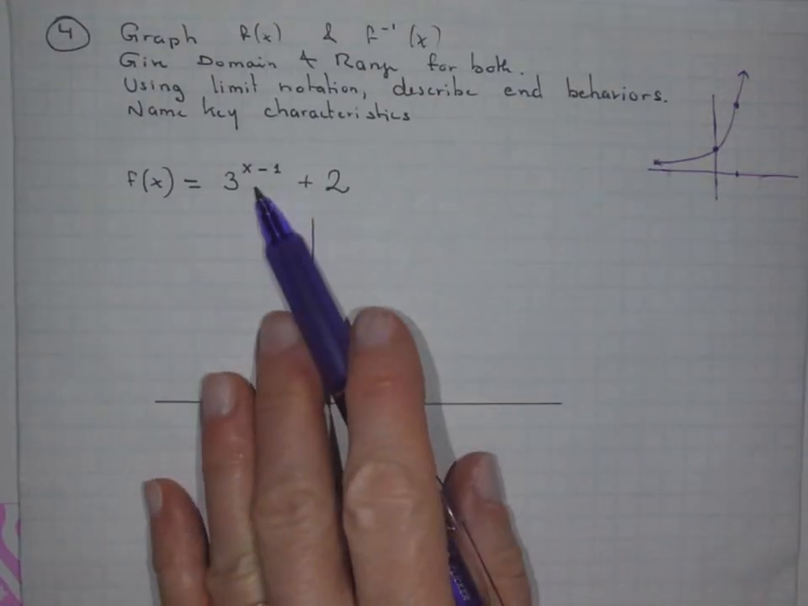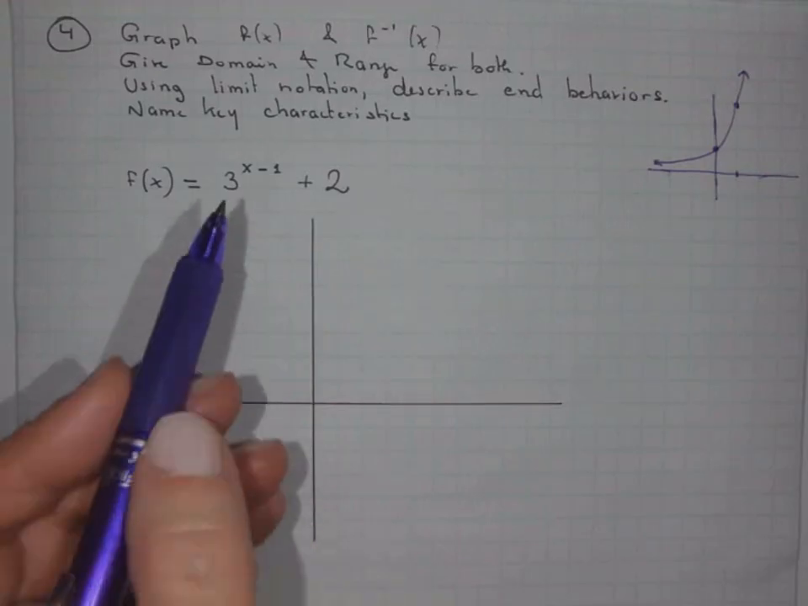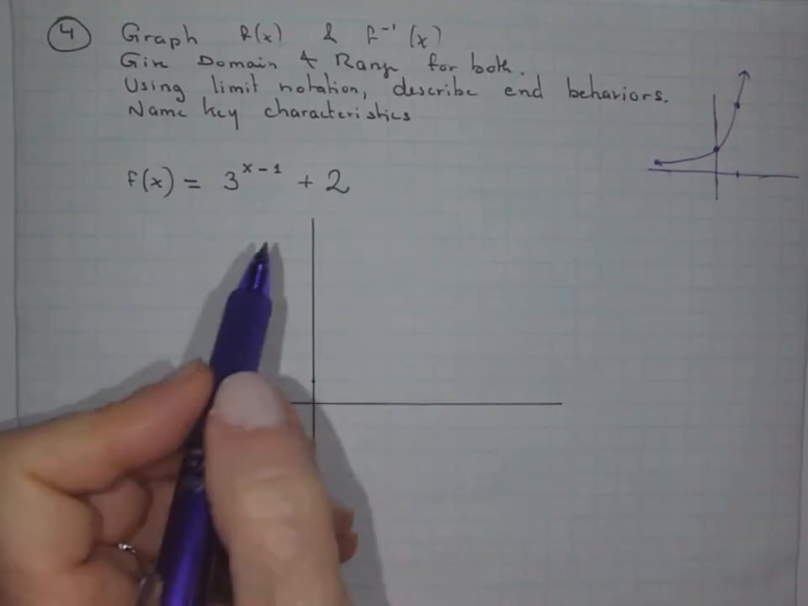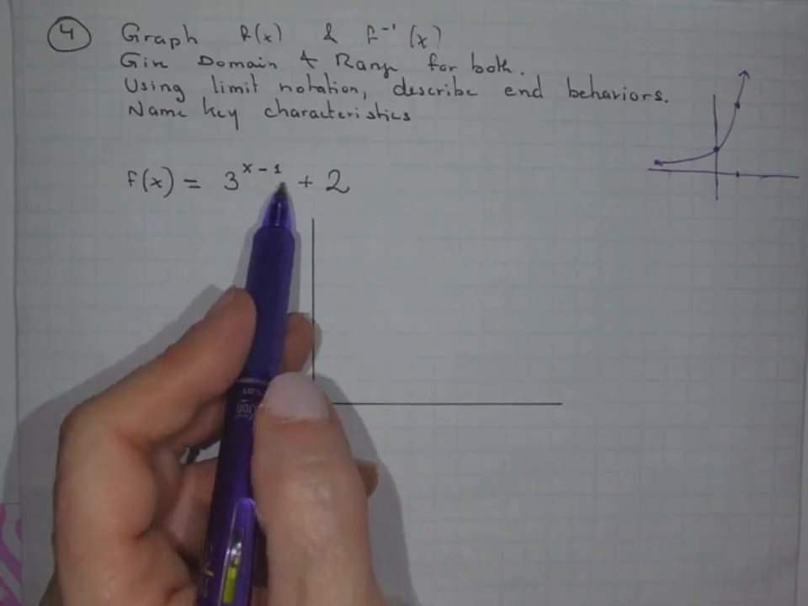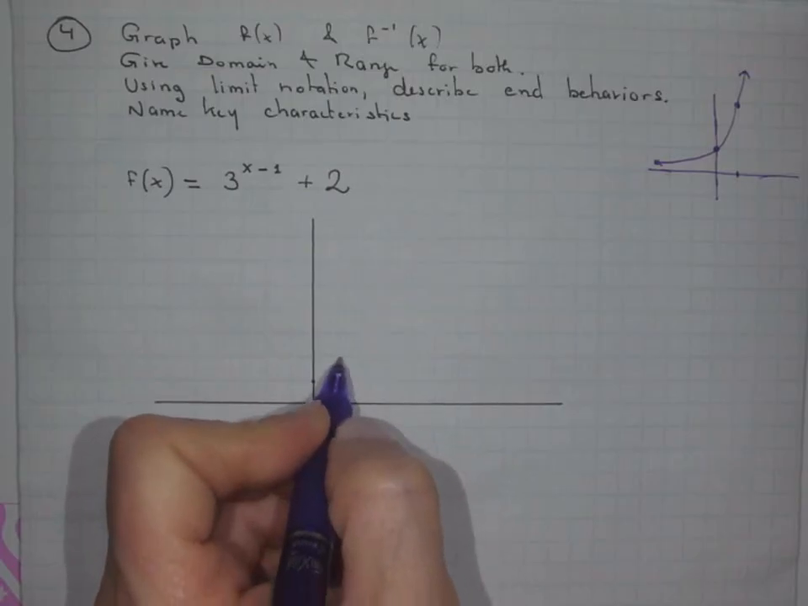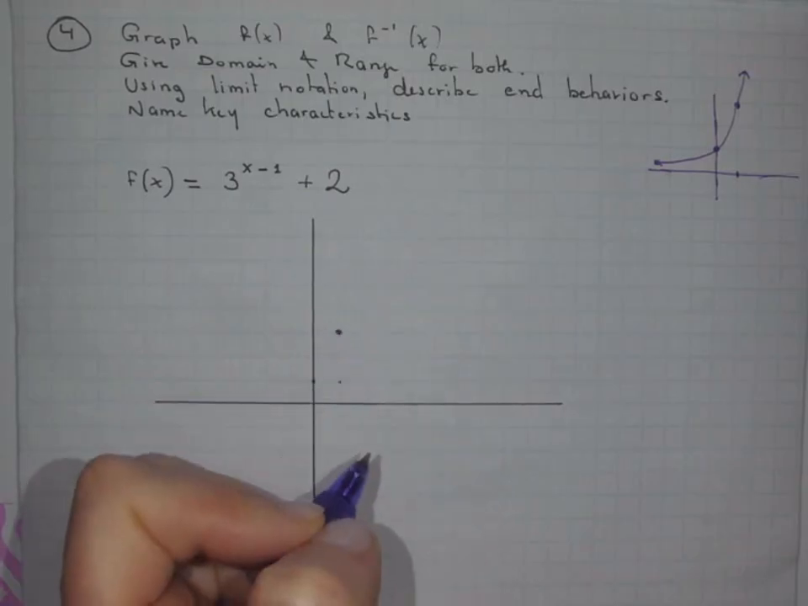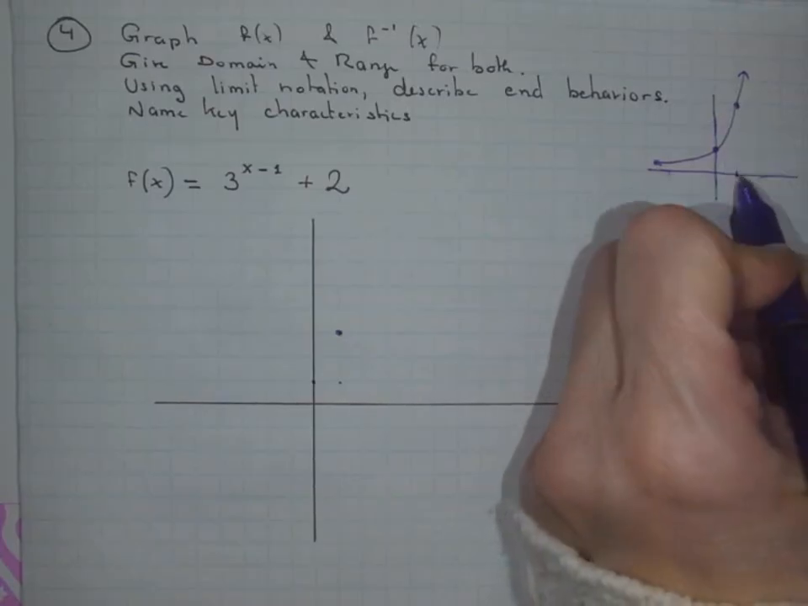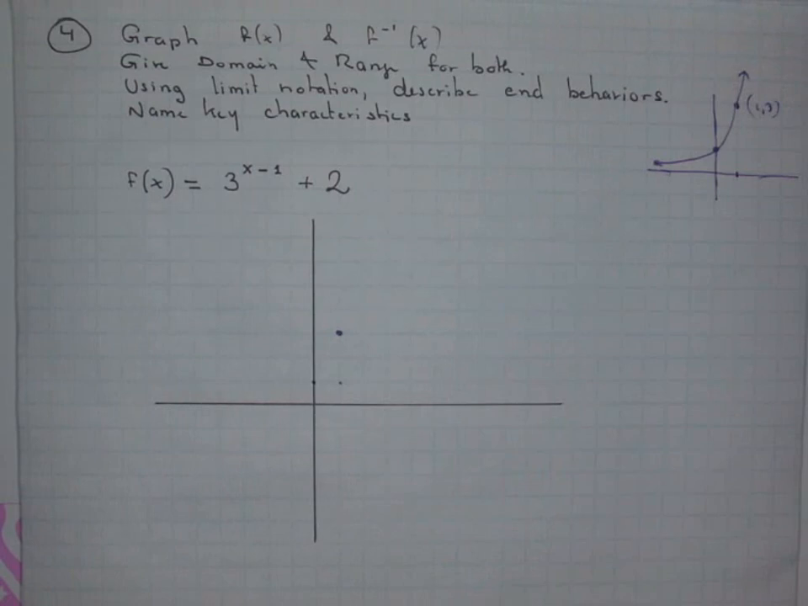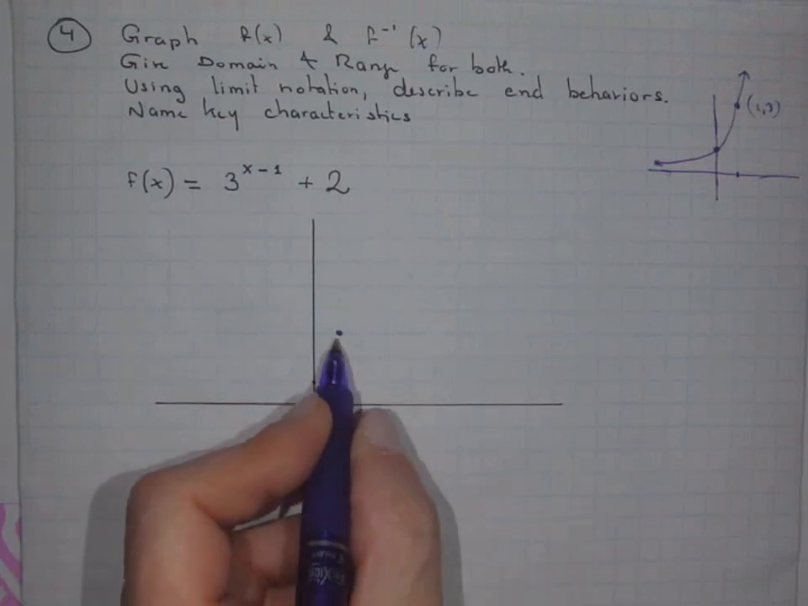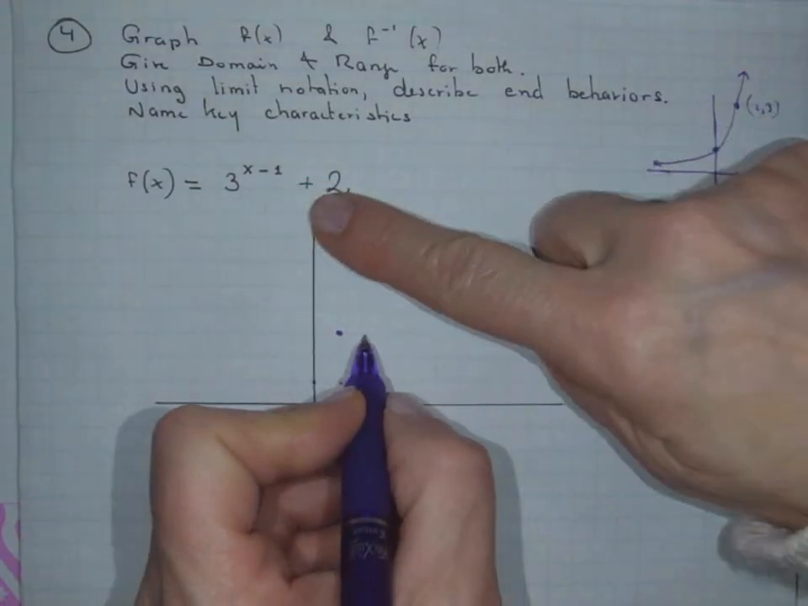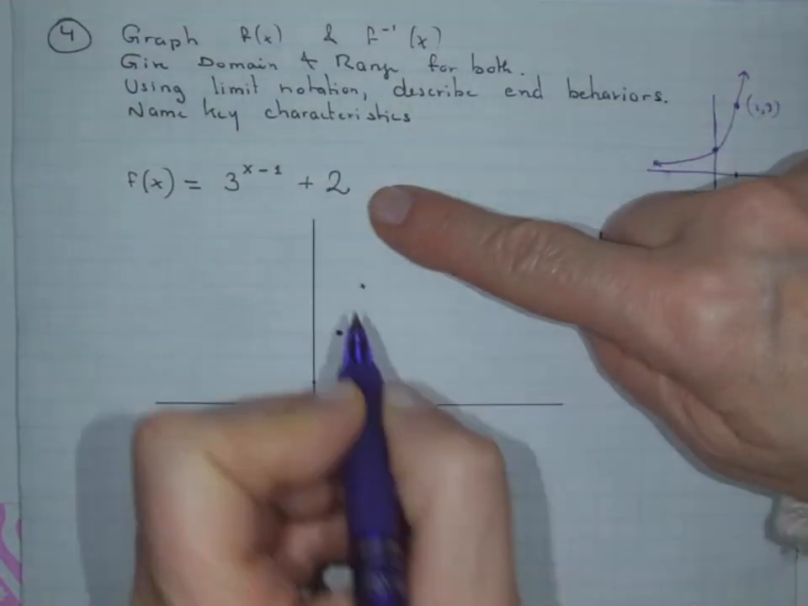Now we need to apply those transformations to that parent function. So the y-intercept used to be right there, and I'm going to have to move it to the right by 1 and then up 2. So take that point here, right by 1 and then up 2. That point here used to be at (1, 3), right? So 1, 1, 2, 3. I'm going to move it to the right one, so here and then up 2. So it goes right there.